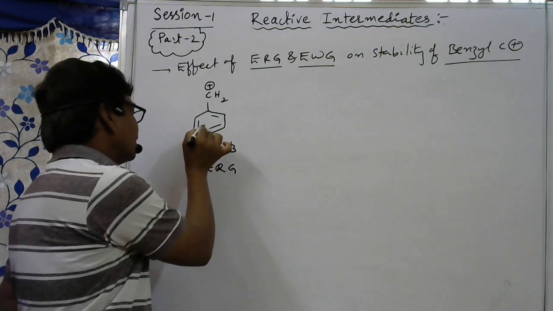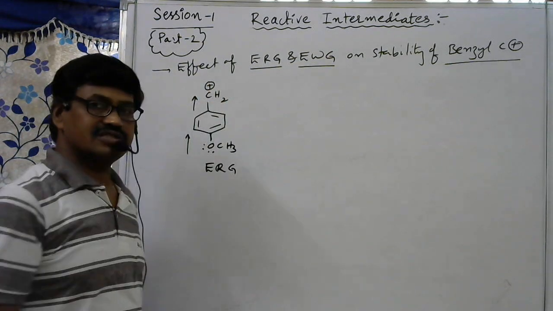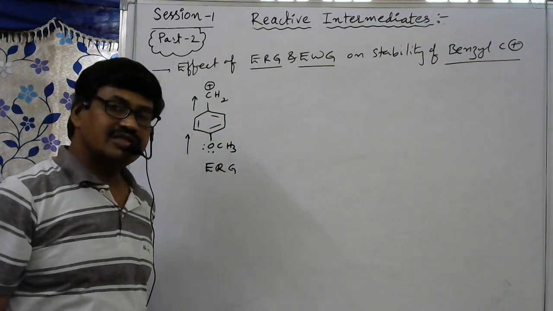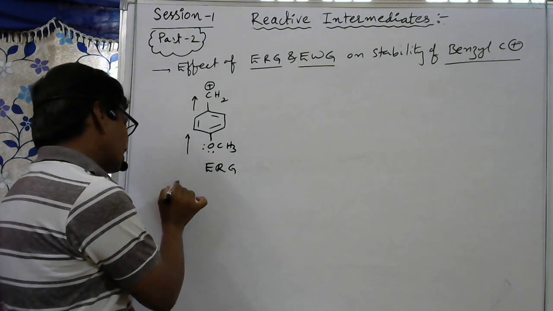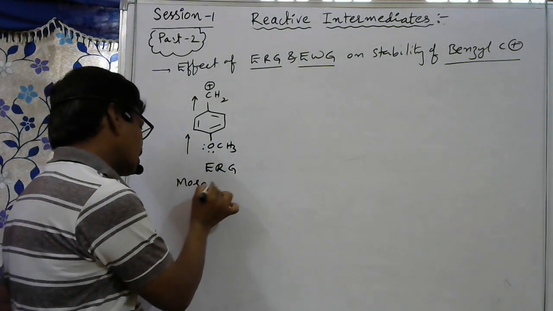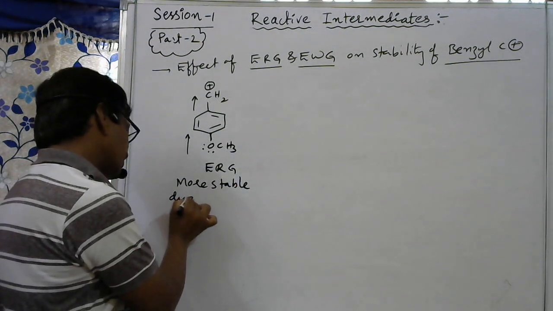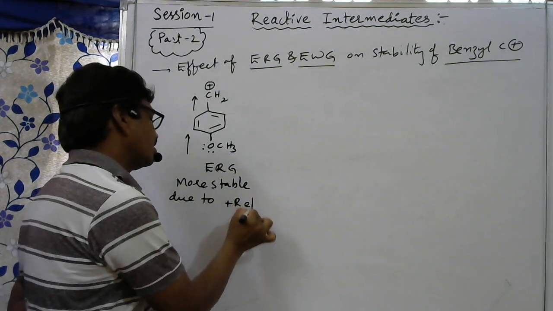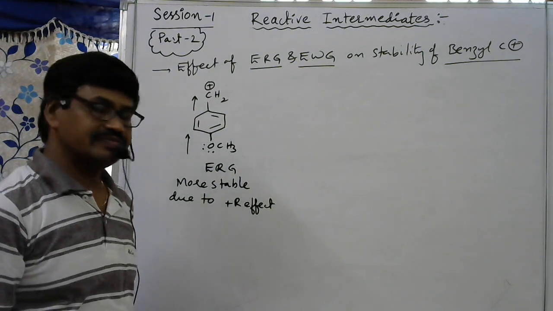So the electron density which is present in the ring now moves to C plus, so that the positive charge present on carbon will be compensated. So this is more stable. It is more stable due to the plus R effect, otherwise we can say the plus M effect.